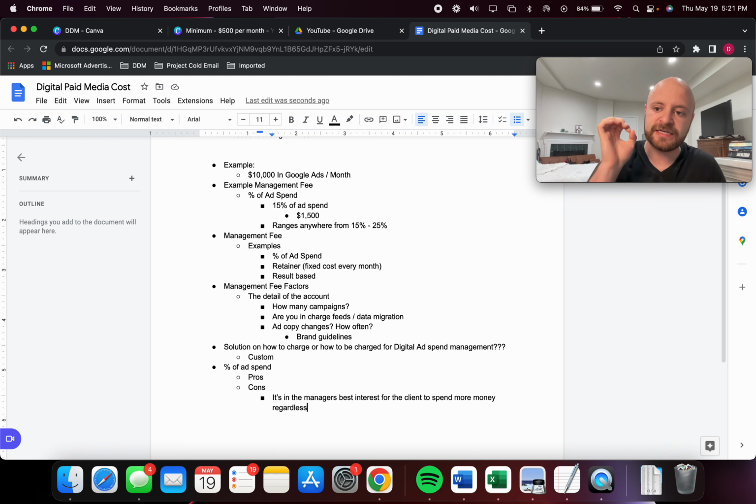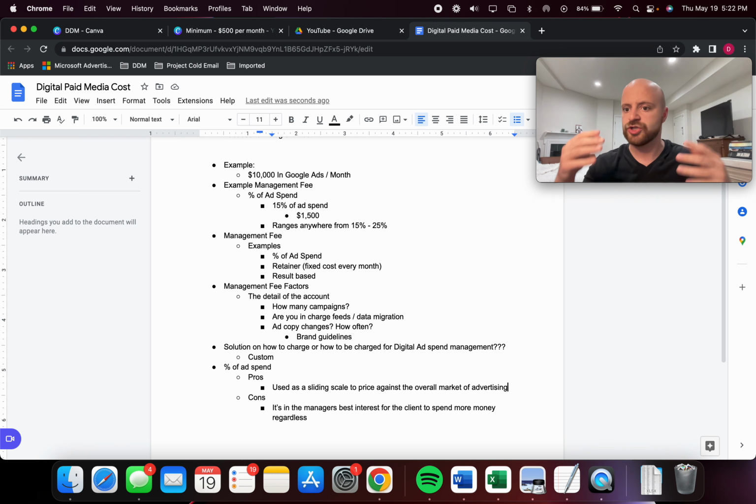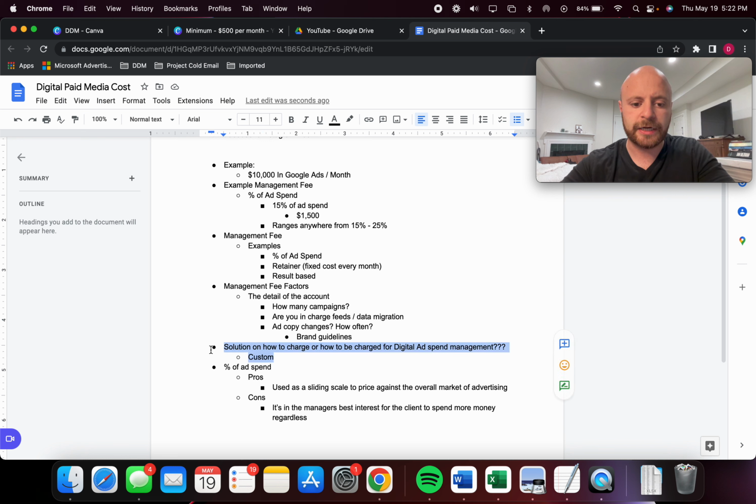That's the biggest con. However, I do use percent of ad spend to see exactly where the market should be so I don't price myself out of market. So I'm going to put as a pro, used as a sliding scale to price against the overall market of advertising. Because you want to be competitive and relative to what is out there in the market. And the traditional thought process is it's a percentage of the media buy. But it's a little bit different when we get into this. So I'm actually going to highlight this green.